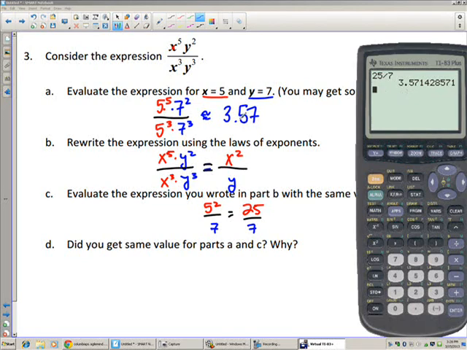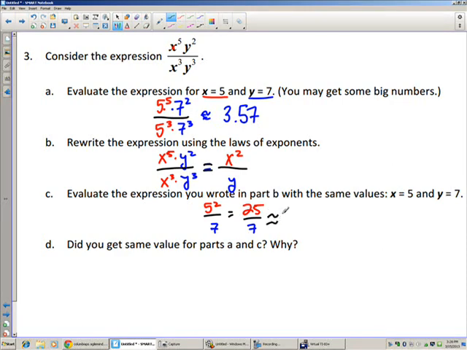So wait, take a look at this. We did the entire expression. We got 3.57. We reduced the expression and then substituted. We got 3.57 also. Well, that tells me something extremely valuable. That tells me that if I want to make my life easier, because let's be honest, I can do that almost in my head, I need to reduce the expression before I substitute, and I'll still end up with the same thing confidently.